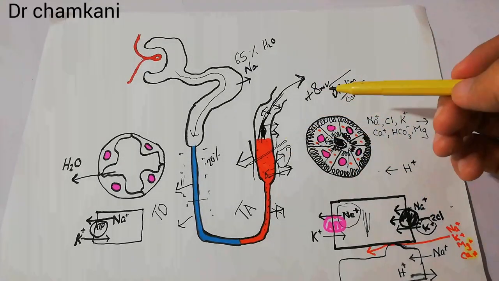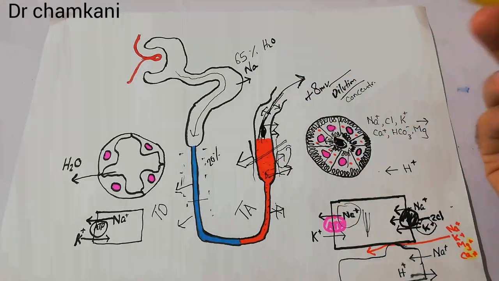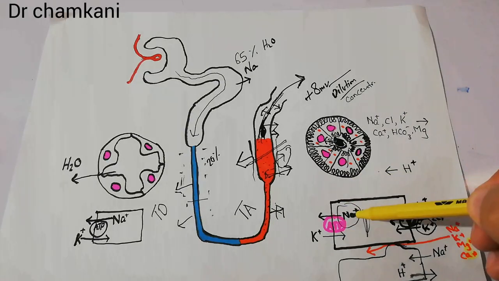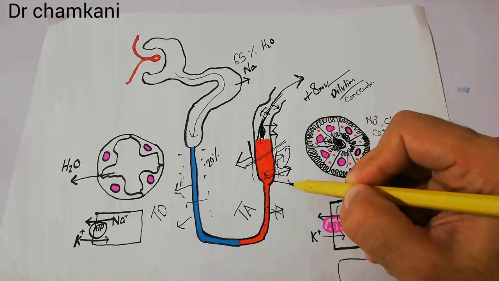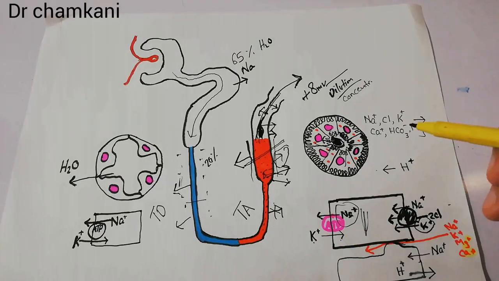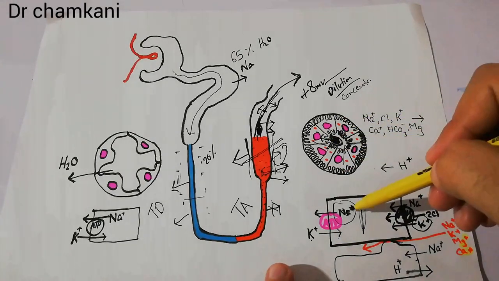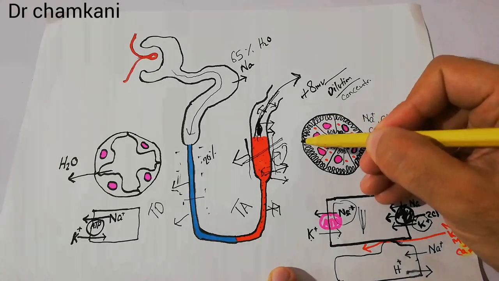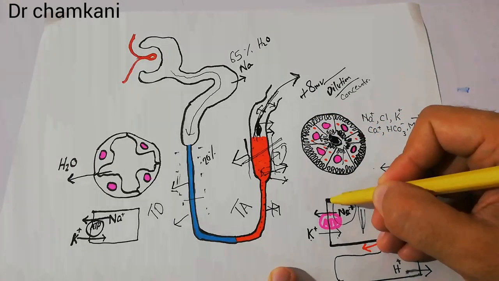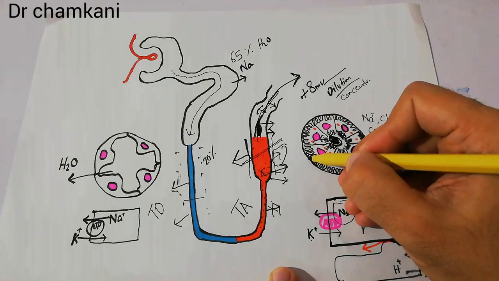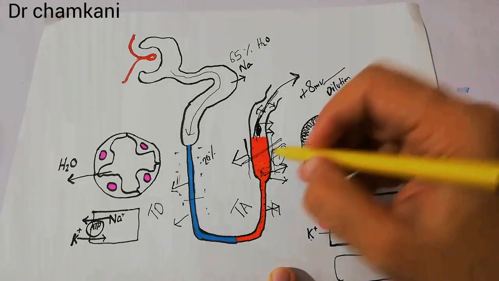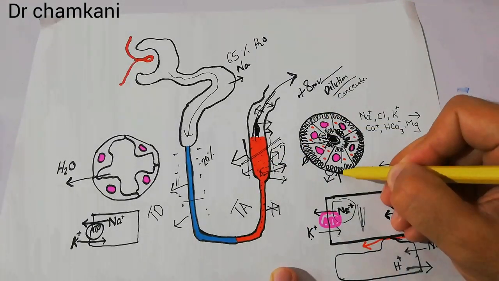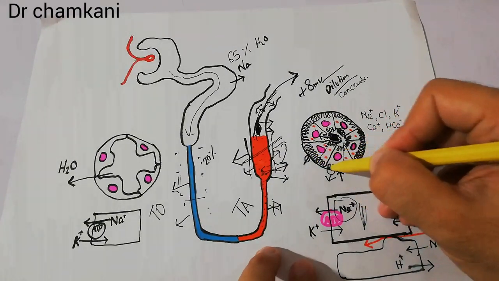Now, how does reabsorption of different electrolytes and water occur in this segment? So in these cells, we have a sodium potassium pump. This pump is throwing sodium out of the cell and pushing potassium into the cell. Now, these cells have a basolateral membrane. This is the basolateral membrane. Here we have the sodium potassium pump, which is throwing out sodium and pushing potassium into the cell on the basolateral membrane.